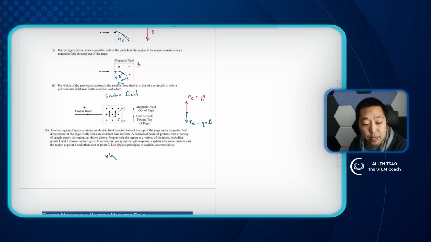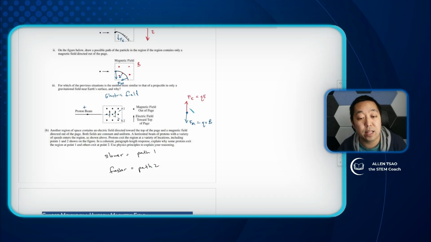I'm not going to write a whole paragraph, but slower is going to equal going through path 1, and faster will be going through path 2. And it has to do with the fact that the magnetic force is going to vary in strength because of the different speeds.